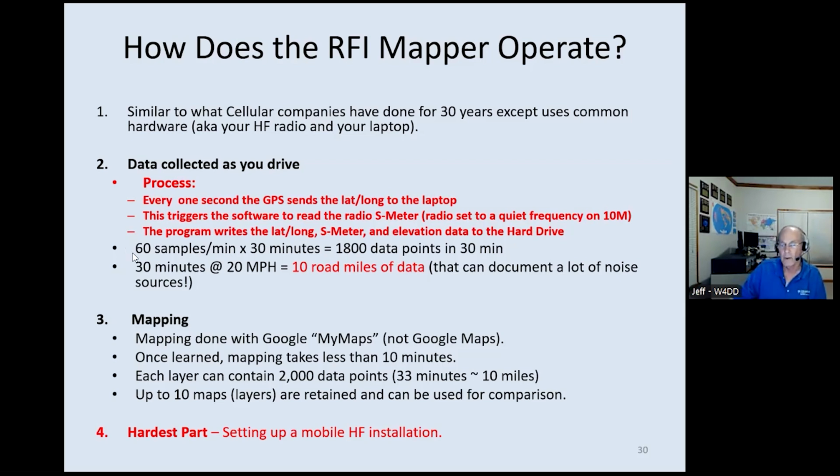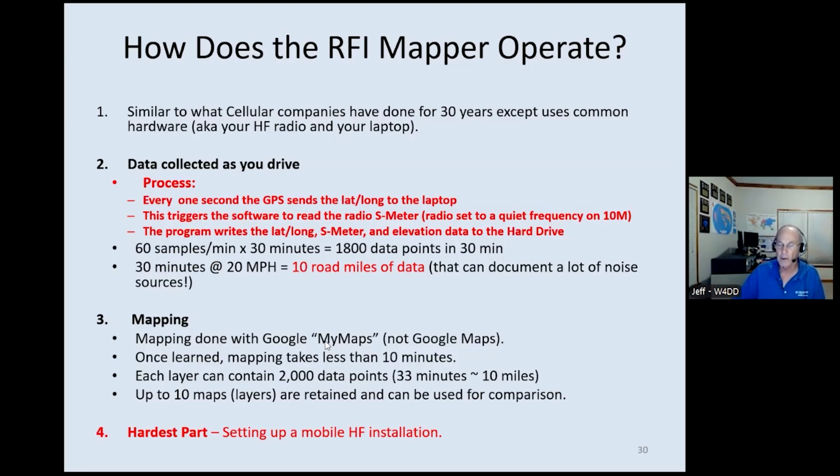So in doing a sample a second, 60 samples a minute times 30 minutes in a half an hour, you can collect 1,800 data points in a half an hour. And that 30 minutes at 20 miles an hour gives you about 10 road miles of data. That's a lot of road miles. You can find a lot of noise sources, more than the power company needs to fix. But at least you get a picture of what's going on.